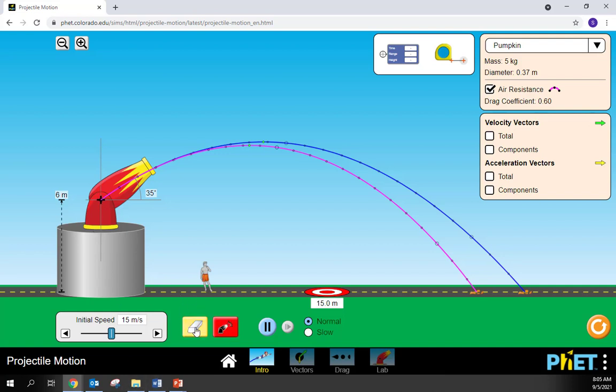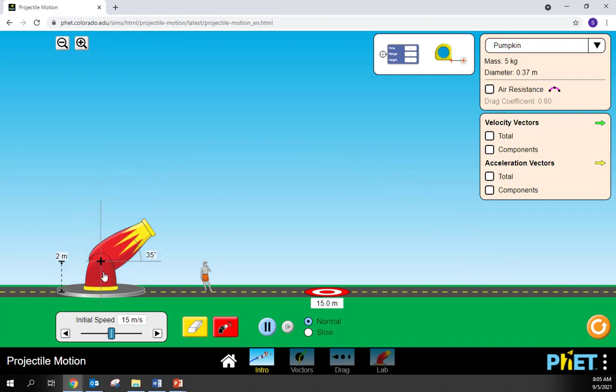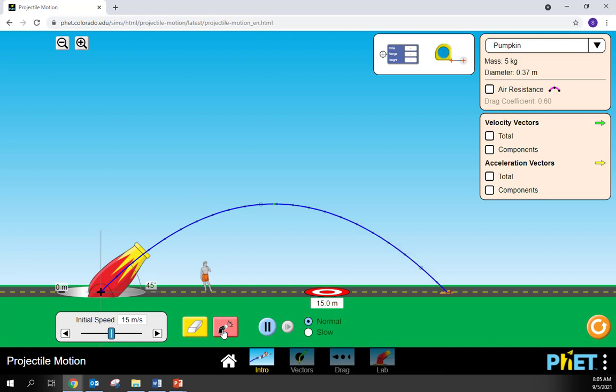I'm going to clear the paths, turn air resistance back off, and I'm going to lower this cannon down so that it is firing from ground level. And the first thing I'm going to do is fire at a 45-degree angle. Okay, so there is a beautiful parabola. I'm now going to increase the angle of the cannon to 60 degrees and compare the paths. So at 60 degrees, we can see that the projectile goes higher than it did at 45 degrees, but it does not go as far.